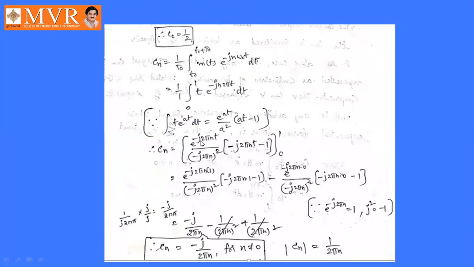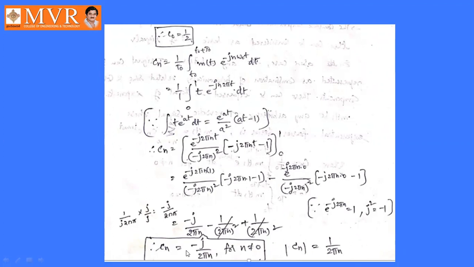So cn equals e power at by a square into (at minus 1), where a value is minus jn 2 pi, giving e power minus jn 2 pi t by (minus j 2 pi n) square into (minus j 2 pi n t minus 1), with limits 0 to 1. By substituting these values and using the formula, e power minus j 2 pi n equals 1 and j square equals minus 1. So we get cn value as minus j by 2 pi n for n not equal to 0. The magnitude of cn is 1 by 2 pi n.